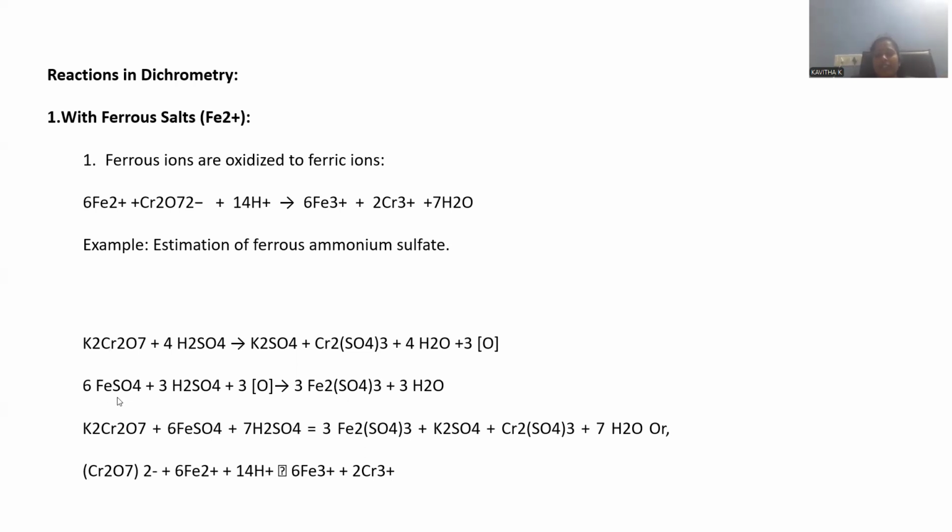Whenever this reaction is carried out, ferrous sulfate will be turned into ferric sulfate, and whatever leftover protons and sulfates are there, the sulfate is totally consumed, and the protons are consumed by oxygen and converted into water. This is the way ferrous sulfate will be converted into ferric sulfate by nascent oxygen, which is released by the reduction of potassium dichromate. Potassium dichromate, this is called what?